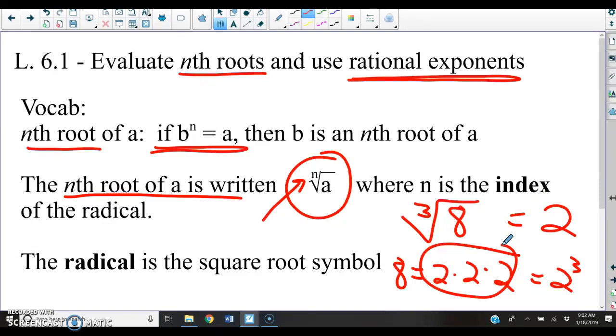Okay. The radical is the square root symbol, but the index doesn't have to be 2 all the time. On square roots, we do not put the 2 in. It is understood. It's the most common. But any other index we do have to write.